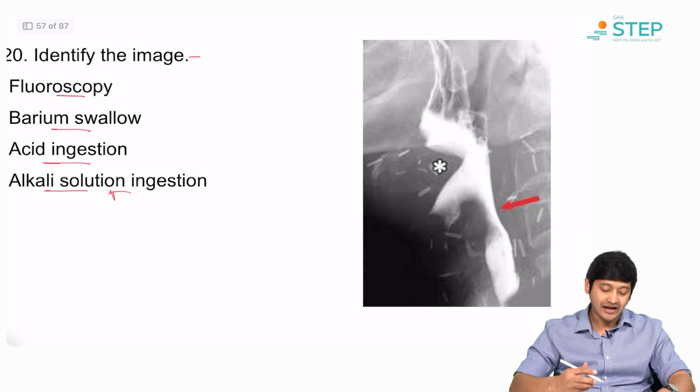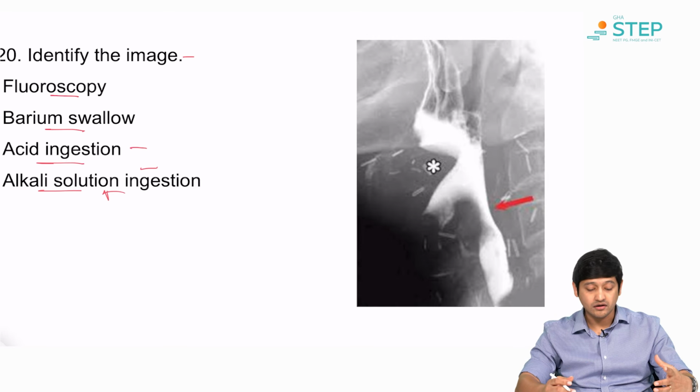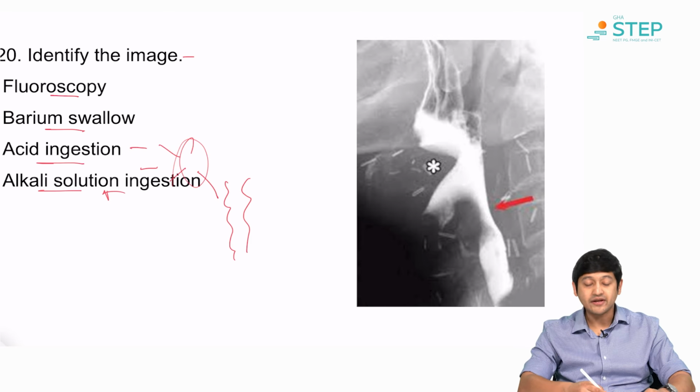When you have acid or alkali solution, you will have eroded mucosa. The mucosa will get denudated and will ulcerate, and that can be similar in both. Both of them are going to destroy the esophageal mucosa. You're going to have a very irregular pattern of the mucosa. So, not very specific. You can have overlapping imaging findings in both of these conditions.